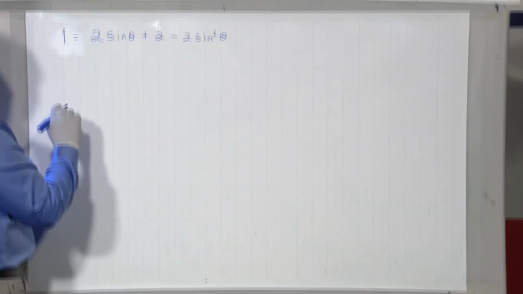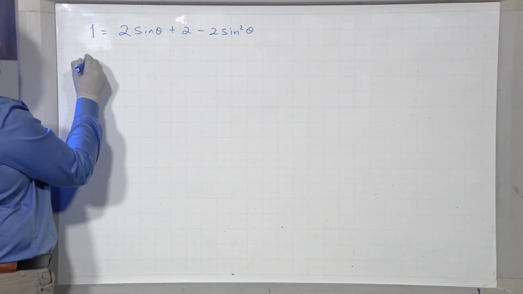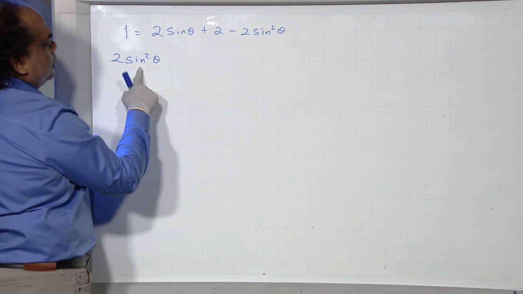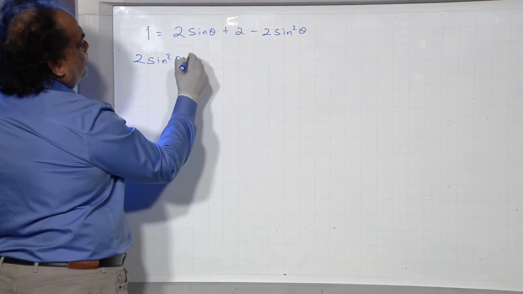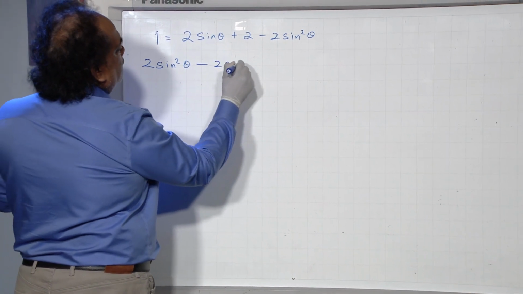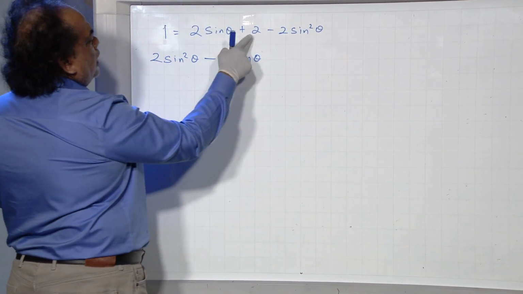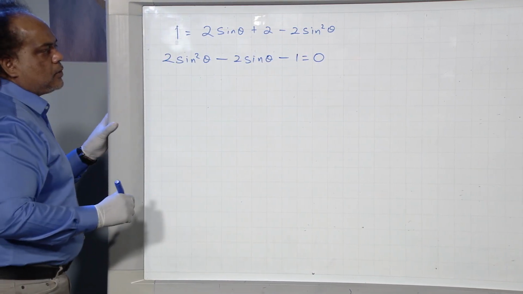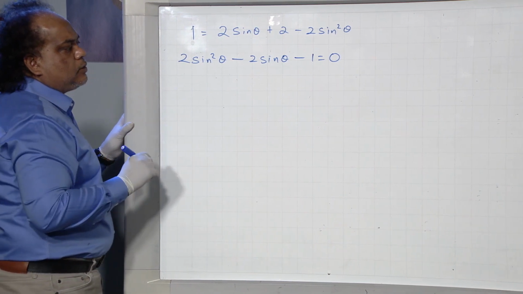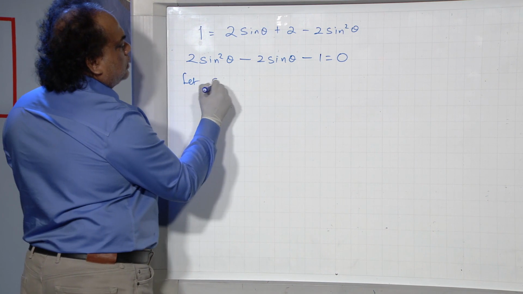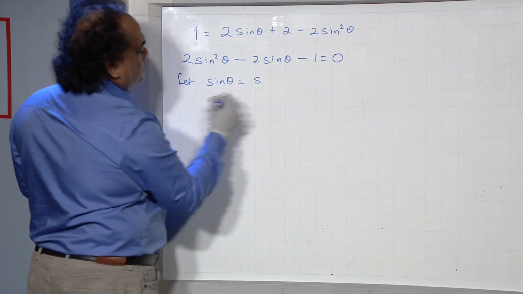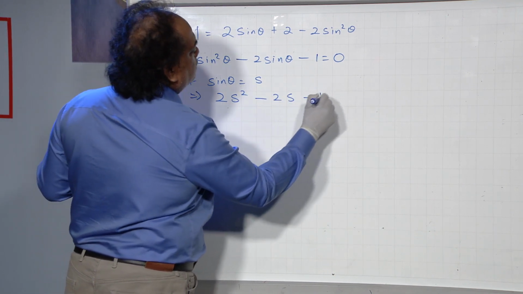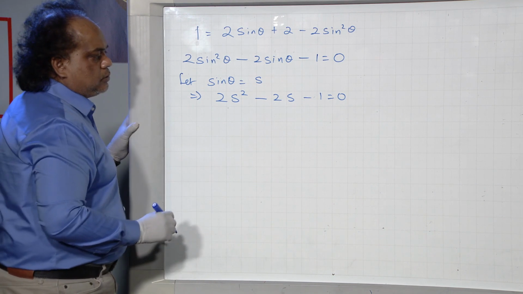So now we'll transfer all the terms to the left-hand side. This gives us minus 2 sine squared theta becomes 2 sine squared theta, minus 2 sine theta, 1 minus 2 becomes minus 1, equal to 0. So I have to solve a quadratic equation in sine. We can say let sine theta equal to s. So this gives us 2s squared minus 2s minus 1 equal to 0.